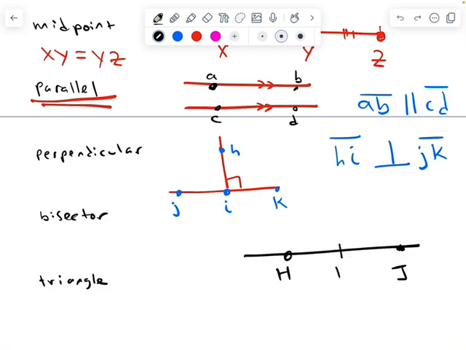Often we'll see the perpendicular bisector, which would look like this. So we call this line MI. MI is the perpendicular bisector of HJ. It cuts it in half, and it's also perpendicular to HJ.